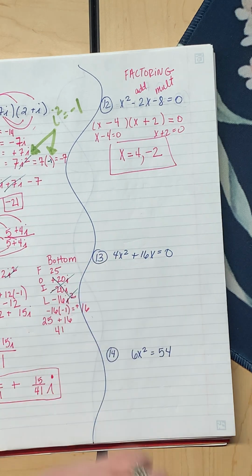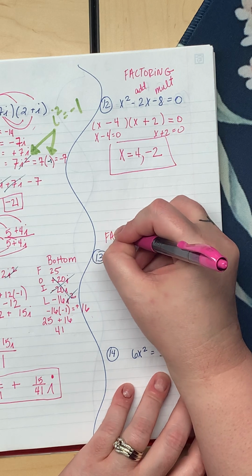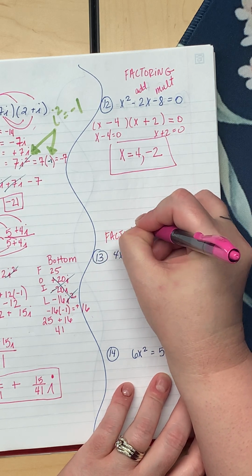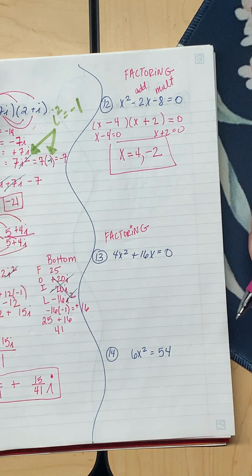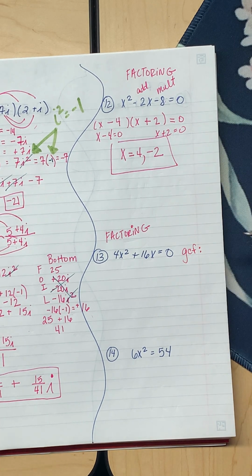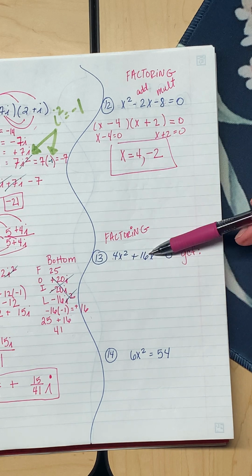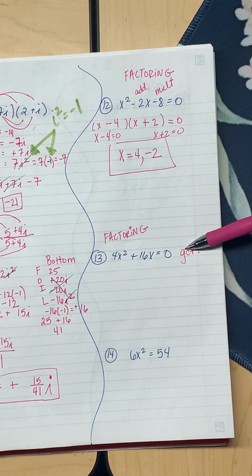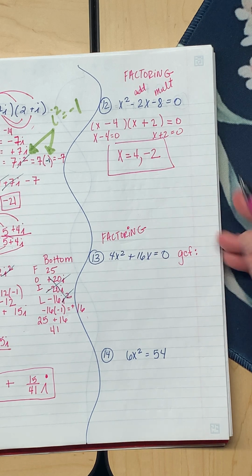Okay, number 13, it says the same thing. It says something about factoring and solving. This one's kind of awkward because there's a 4 on that x squared. So why don't we try and take a GCF? Is there anything in common between 4x squared and 16x? Both of them are even, so we can divide both by 2. But let's look for the greatest number that you can divide both by. The greatest number is 4.